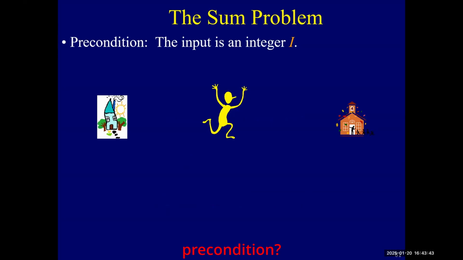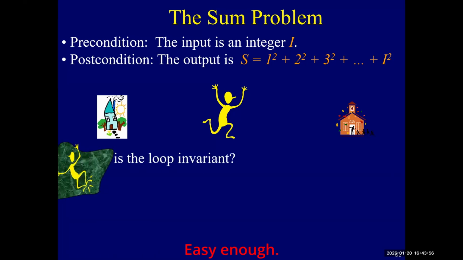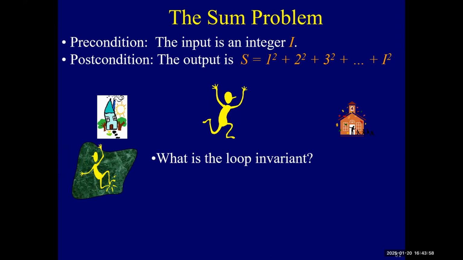So what's our precondition? We have some number, capital I. What's our postcondition? We add up 1 squared, 2 squared, up to capital I squared, right? Easy enough. What's our loop invariant? Anybody want to guess what our loop invariant is? Jump into the middle of the computation. Say you've iterated little I number of times. What do you know? What have you done?